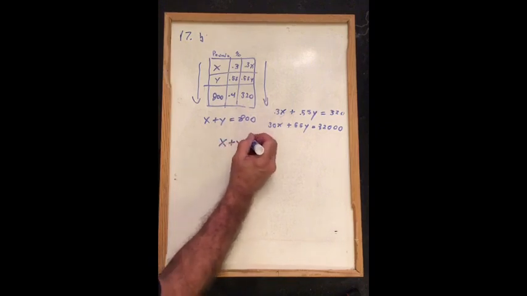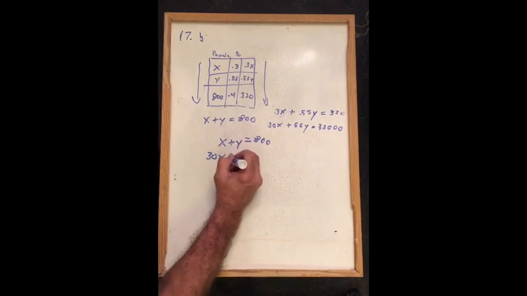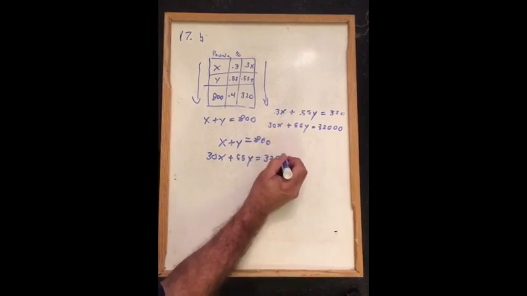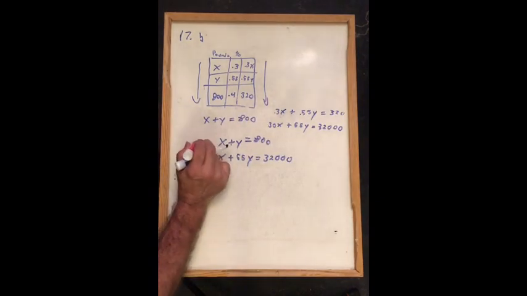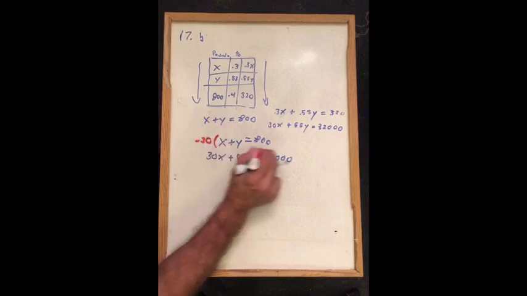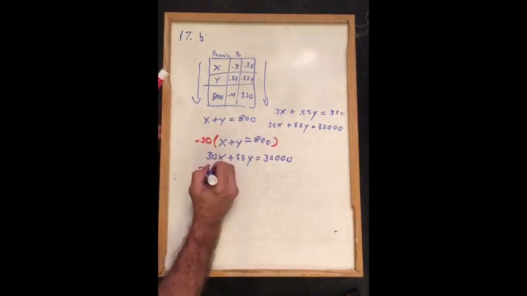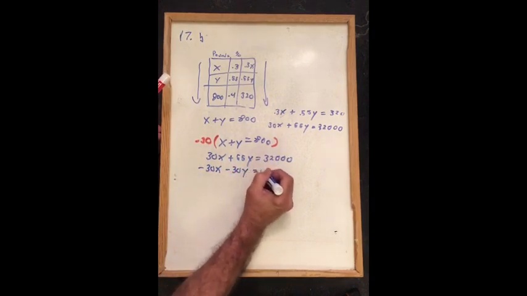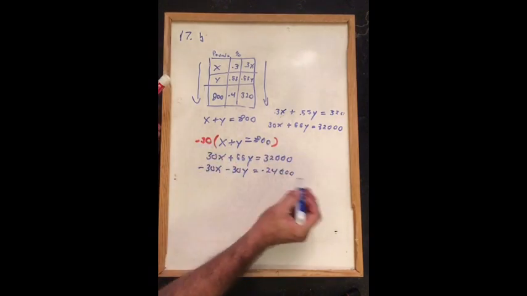x plus y equals 800, and 30x plus 55y is equal to 32,000. I'll multiply the top equation by negative 30, the whole thing, so that I can get the 30s to cancel. So I have negative 30x minus 30y, and that would be equal to negative 24,000, sorry, 1, 2, 3, 1, 2, 3.